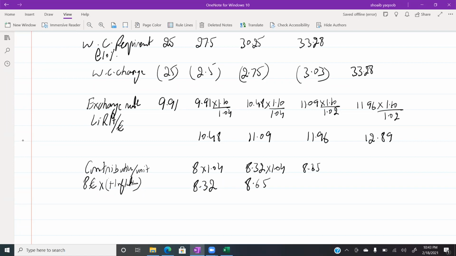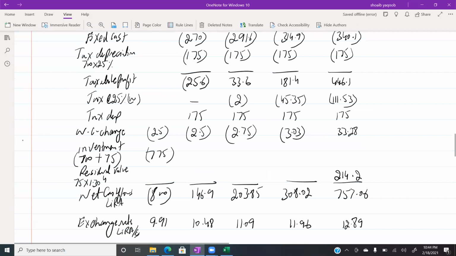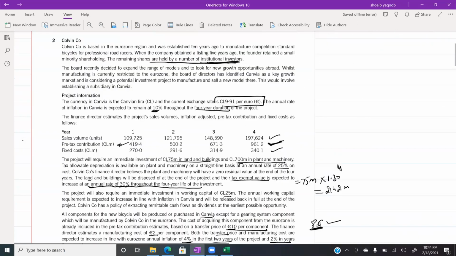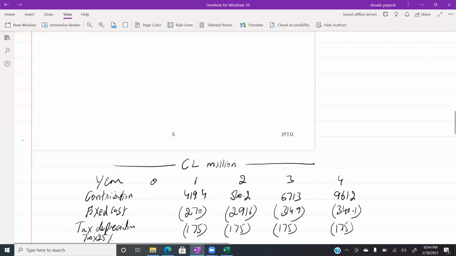And next year it will increase by 2%. 8.83. 9. Then you will multiply it with units. And you have to copy the units from the question. Units are 109,725, 121,795, 148,590, 197,624. Multiply with the units.